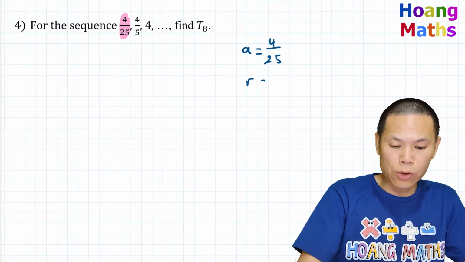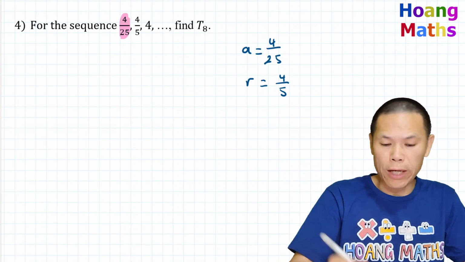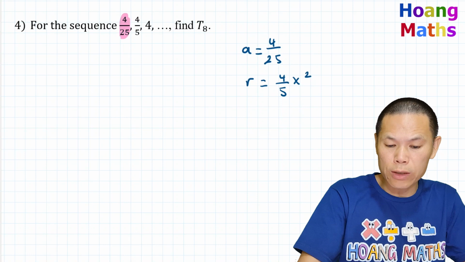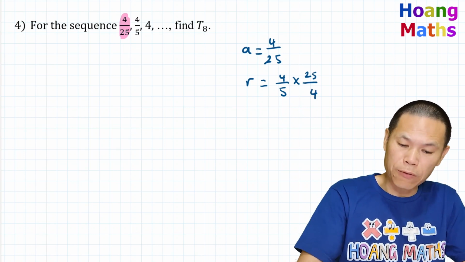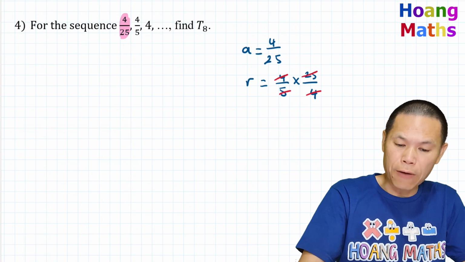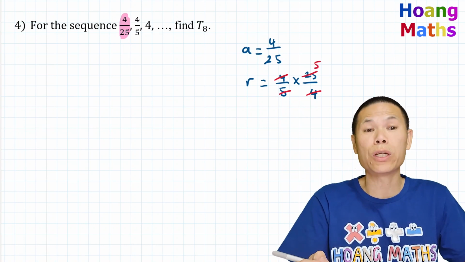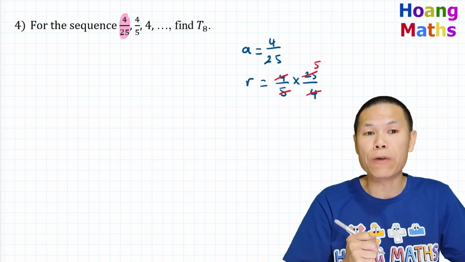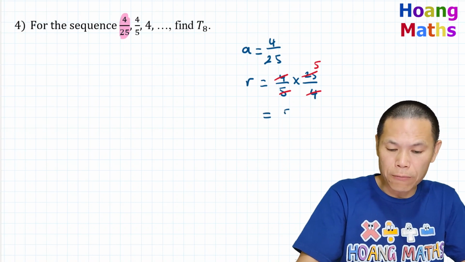Let me just use term 2, which is 4 over 5, divided by term 1. Dividing by term 1 is exactly the same as times by 25 over 4. So I just simplify this and that gives me 5. Otherwise, you can just quickly use your calculator. Do 4 over 5 divided by 4 over 25. Your answer should be 5. So that gives me 5.